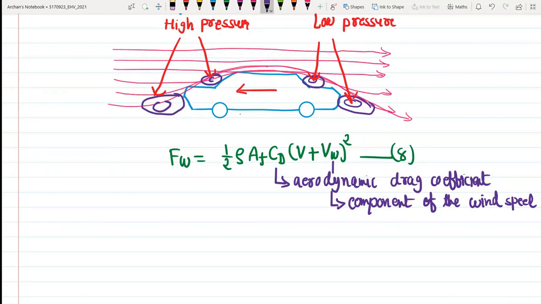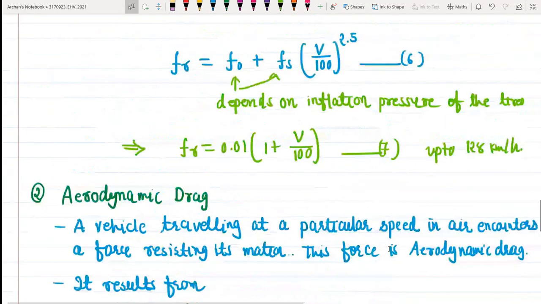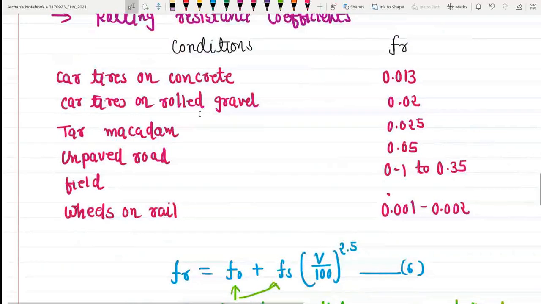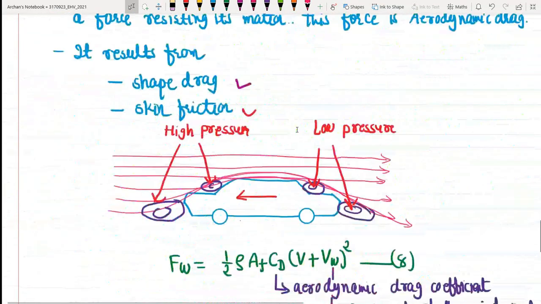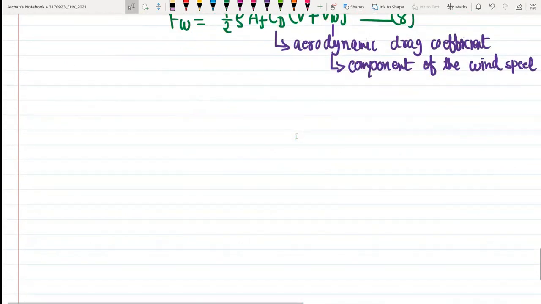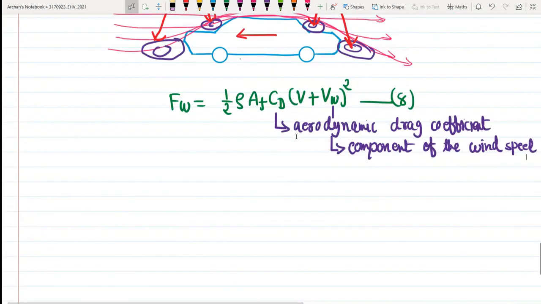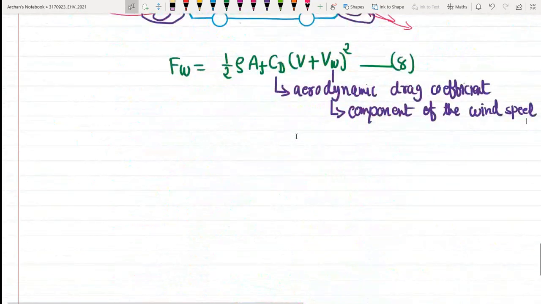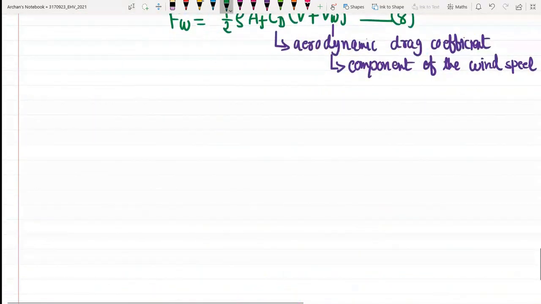This aerodynamic drag coefficient will have different values for different types of vehicle body. Like we have seen in the previous case of tire rolling resistance, in that particular table where different conditions are listed, the same is the case with aerodynamic drag, where values for different shapes will be available. Then there is the third resistance, which is the grading resistance.